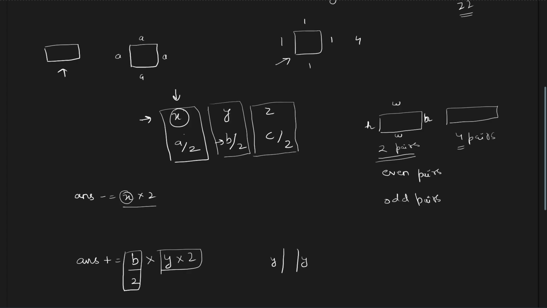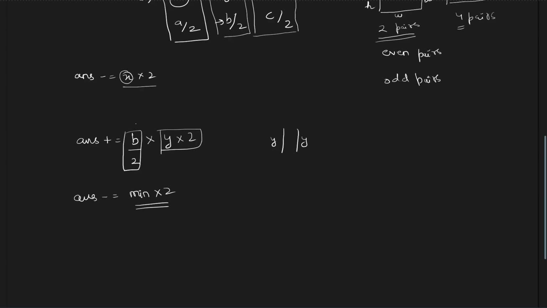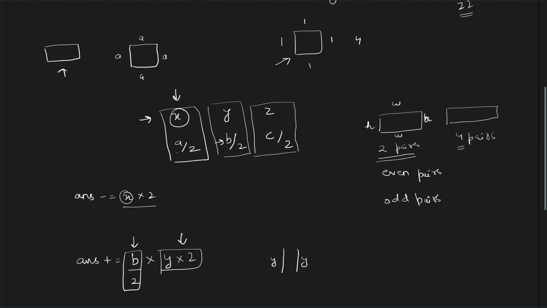For each of those sticks that are present in my input, I just try to count the number of pairs it will contribute. Since it will contribute a by 2 pairs, b by 2 pairs, c by 2 pairs, I just count the number of pairs and include it directly in my answer. If this particular stick can contribute b by 2 pairs and each pair has this particular contribution, I add it to my answer.